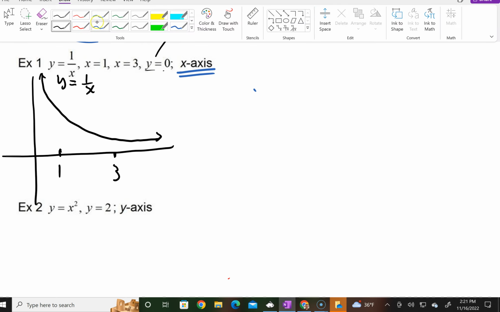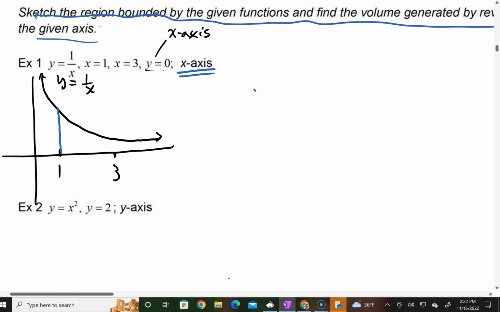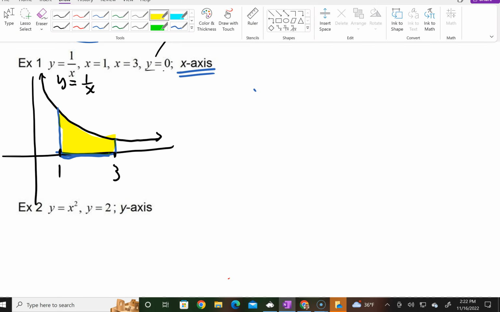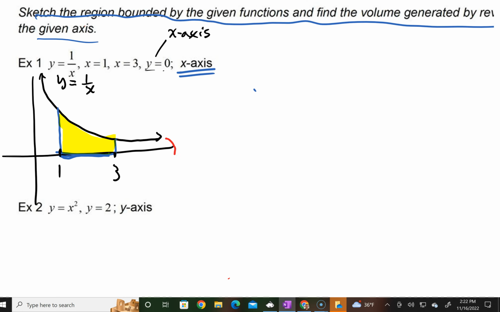So please notice what's happening. Here's that x-axis, here's y equals 0. Guys, look at this. This is your enclosed region. It's this thing, right? And they're saying, please spin that around, rotate that around the x-axis.